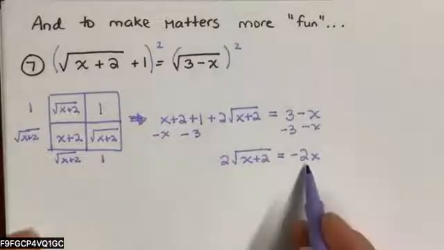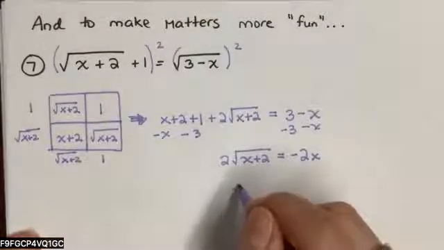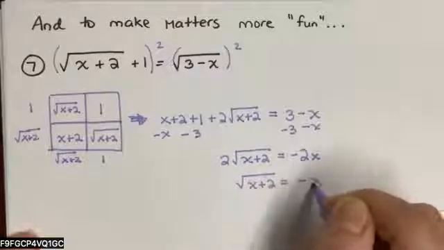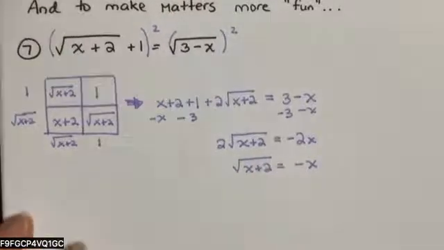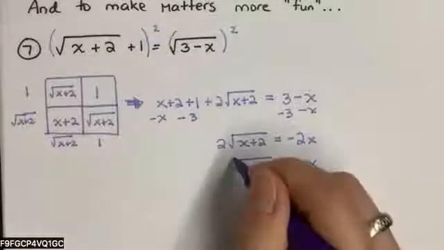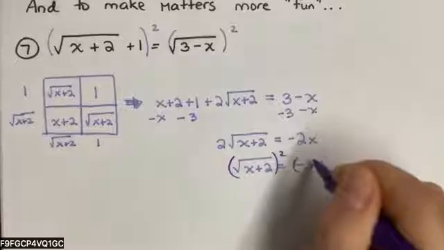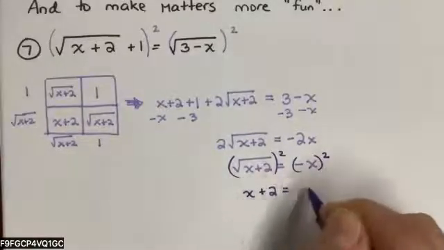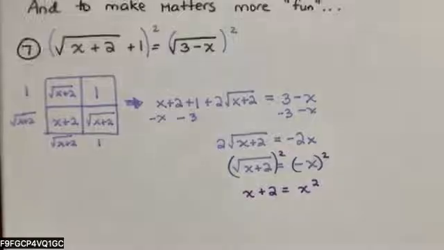Now, since this is even, and that's a 2, I'm going to go ahead and divide it out. And I get negative x. Now I have to square again. So this becomes the problem of the double squaring. So I square again, and I get x plus 2 equals x squared.